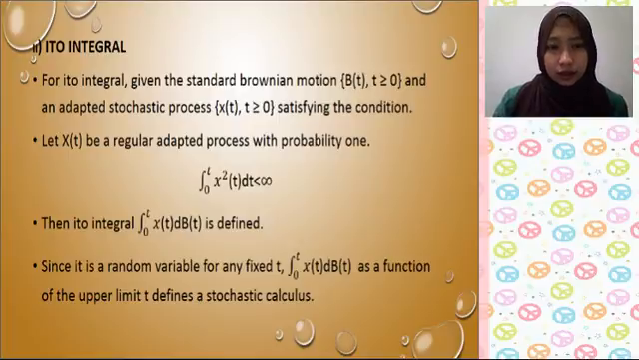For the Ito integral, given the standard Brownian motion B_t, t ≥ 0, and an adapted stochastic process X_t, t ≥ 0, satisfying the condition: let X_t be a regular adapted process with probability 1, the integral from 0 to t of X_t² dt < ∞. Then the Ito integral, the integral from 0 to t of X_t dB_t, is defined.